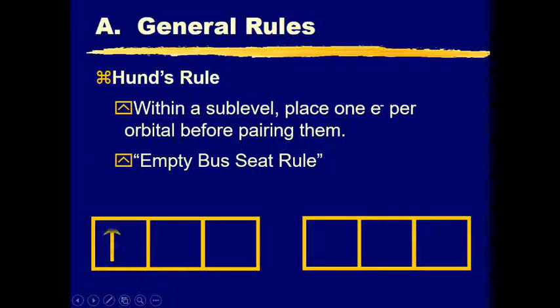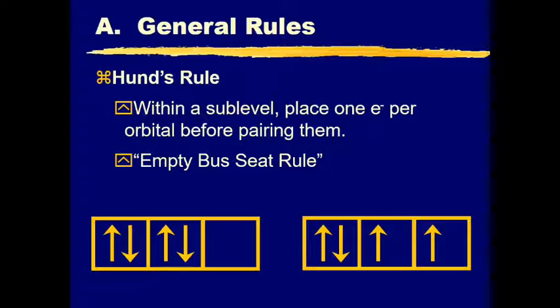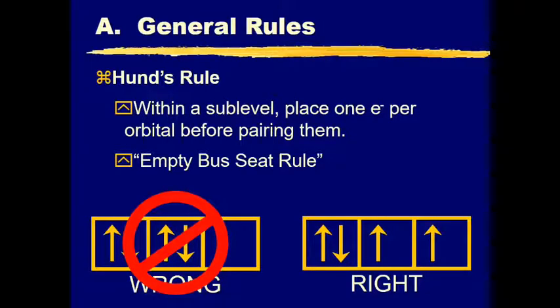So we call it the empty bus seat rule. If you had 20 people getting on a bus and there were 20 seats, more than likely they are going to want a seat to themselves so they can stretch out, lay down, chill out, whatever they're going to do. Electrons are the same way. If there are 3 orbitals available, they want to spread themselves out first before they have to go back and double up. So the picture on the right is the correct picture as far as orbital filling, and that does obey Hund's rule.